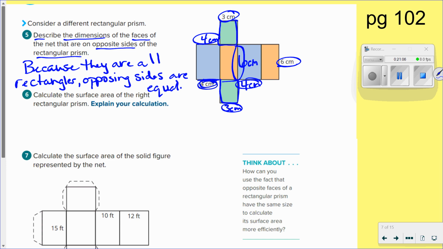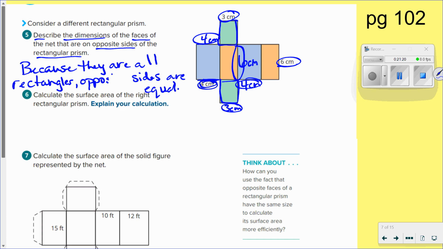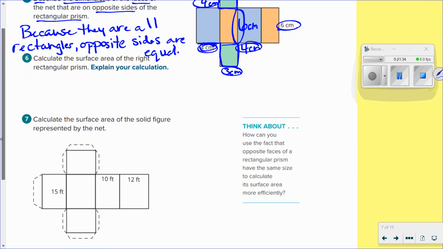And everybody understands why. Anybody not understand why? Because you have to have this concept for what we're doing. So as we start moving into actually calculating the areas, okay, so we're going to change that to opposite sides, because opposing is too different than opposite. We're in 6th grade.